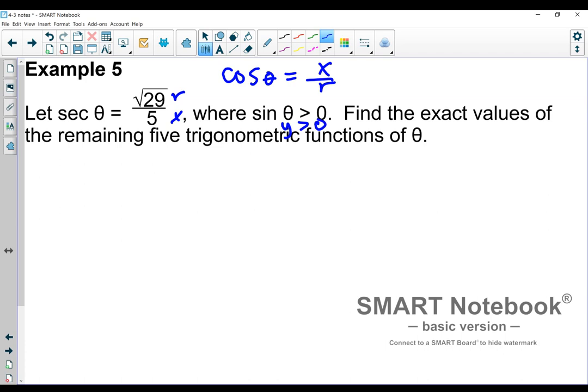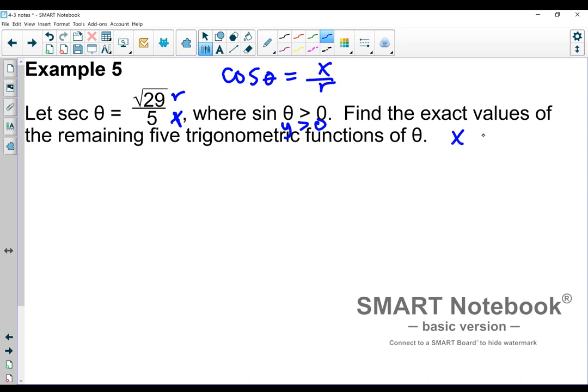We want to find the exact values of the 5 trig functions. So the reason that they told me this stuff about sine being greater than 0, and this is what the secant is, is that now I can see that the x is a positive 5 and y also needs to be positive. And so that means that we're going to be in quadrant 1.